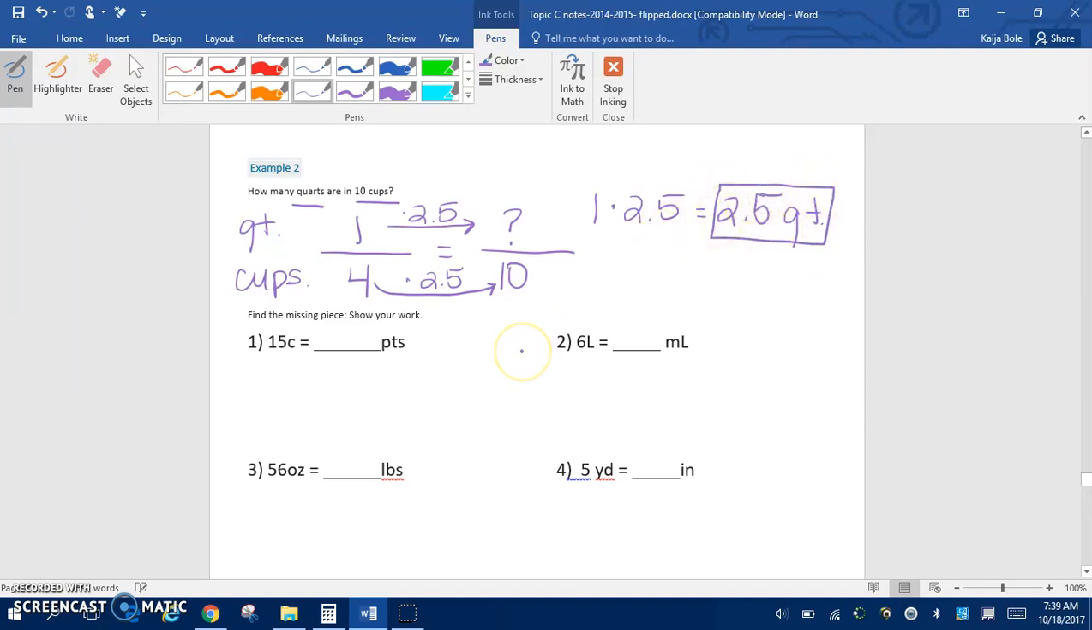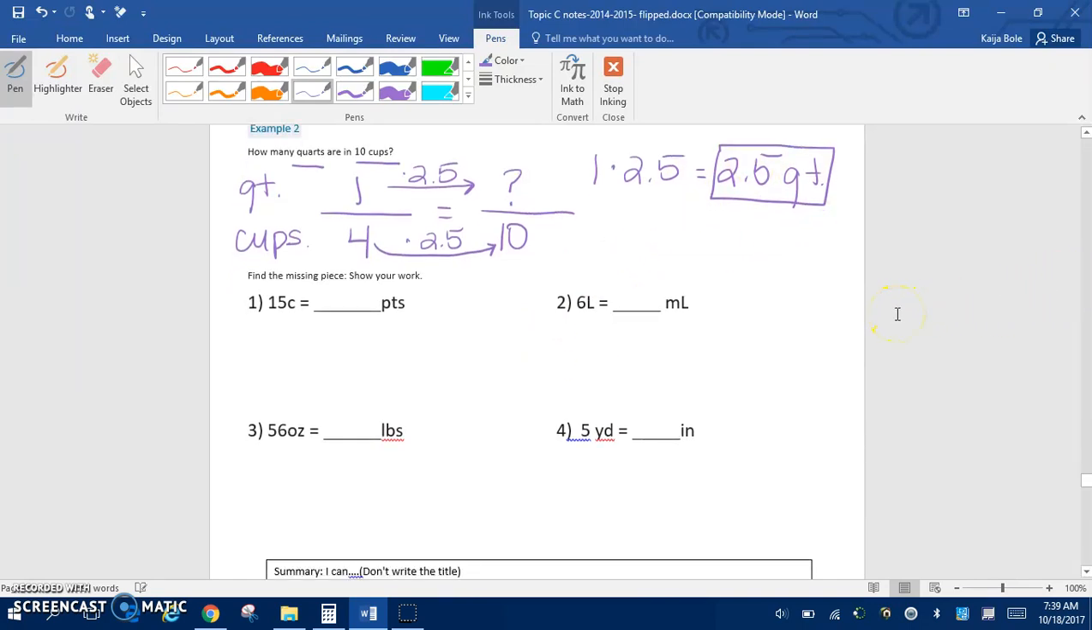Okay, so for these next 4, I want you to try these on your own. I'm going to give you the answers actually. So for number 1, your answer should be 7.5 pints. Number 2 should be 6,000 milliliters. Number 3 should be 3.5 pounds. And 4 should be 180 inches.